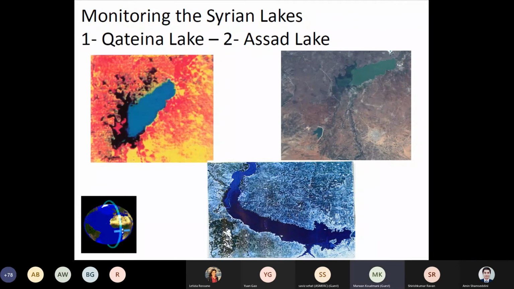Also monitoring the Syrian lakes with their pollution, Katina Lake and Asad Lake. We can see the pollution in these lakes by monitoring with satellites.